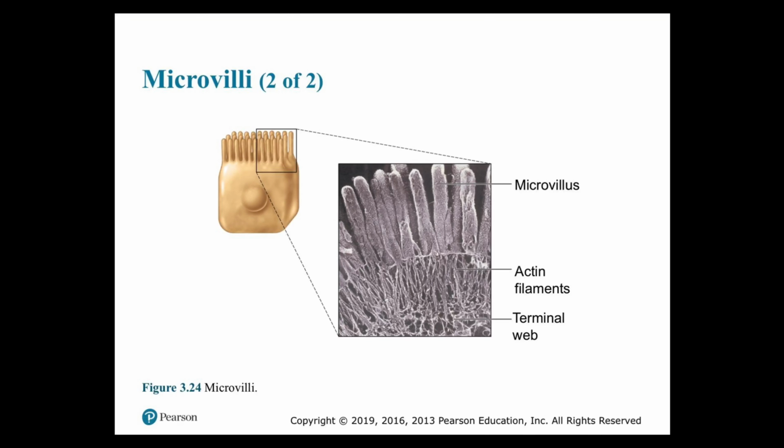3.24, we can see an epithelial cell that is made up of microvilli. So you can see at the figure on the right that at the base you would have actin filaments and the terminal web that we mentioned earlier.